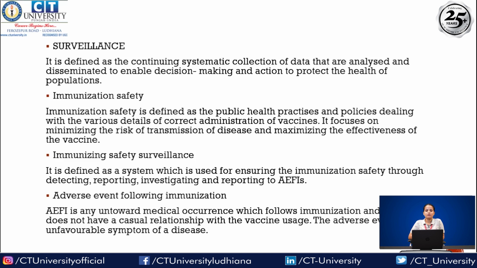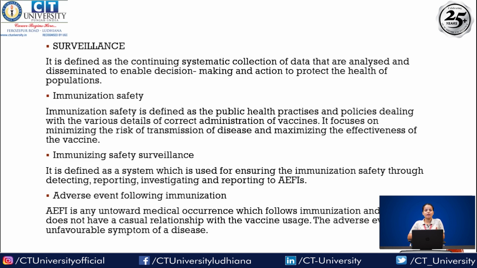Next is surveillance. Surveillance in basic terms means to keep an eye on. So in pharmacovigilance, it is defined as a continuing systematic collection of data that are analyzed and disseminated to enable decision making and action to protect the health of the population or the health of the individual. Next one is immunization safety. Immunization, we know, is to boost our immunity in the body. And immunization safety is how safe that immunization is for the health, for the body.